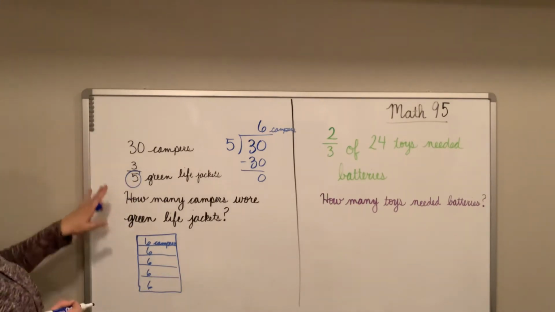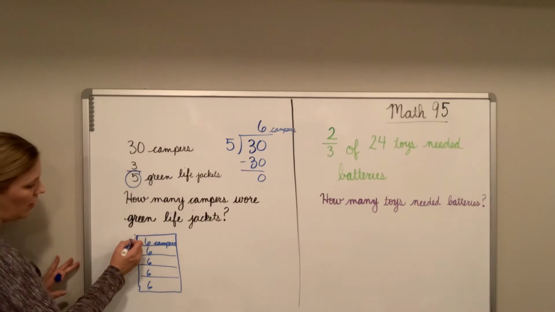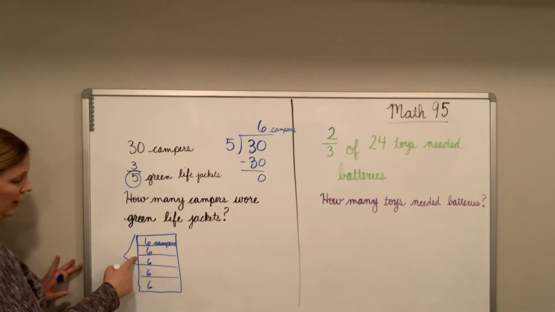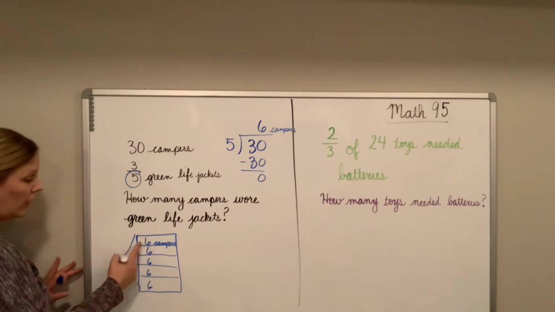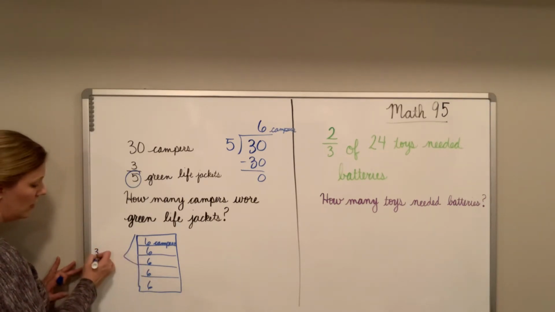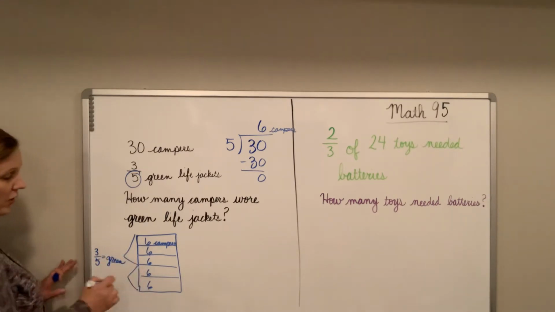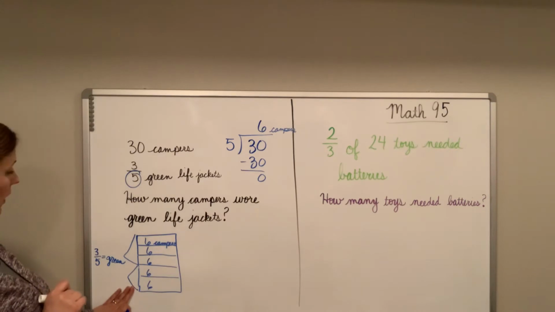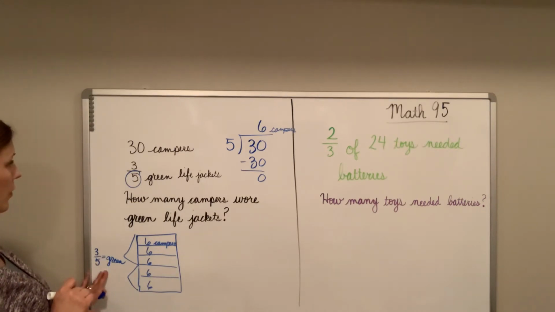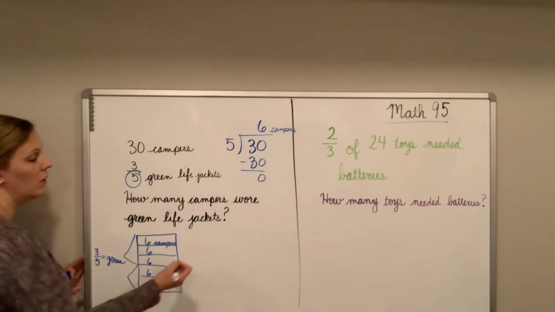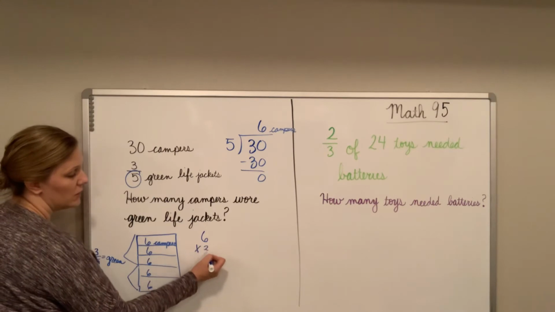Now, 3/5, or 3 of the 5 groups, were wearing green life jackets. So these were green. 3/5 is green. That leaves me 2/5 down here that could be other colors. Okay? 3/5 of them were green. There are 6 campers in each of these groups. I've got 3 of them. How many were green? What's 6 times 3?